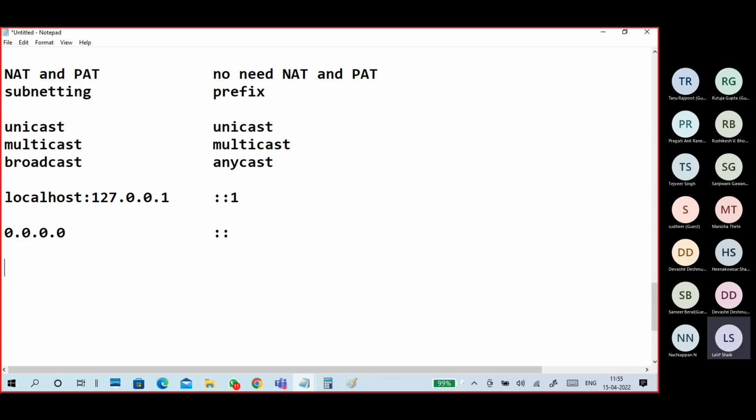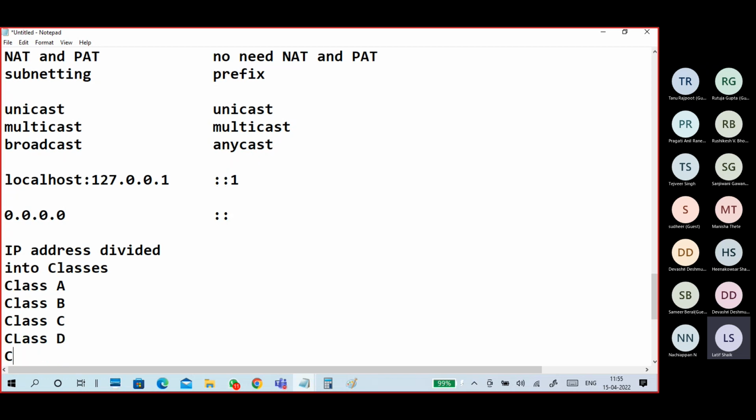In IPv4, the address space is divided into classes. Class A, Class B, Class C, Class D, Class E.